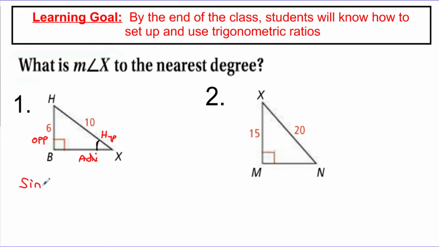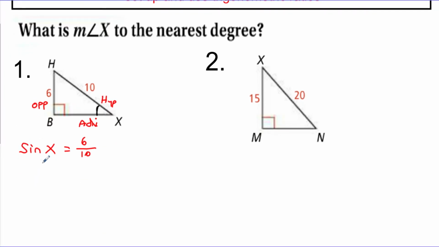The sine of the reference angle, which is our unknown right now, so I'm going to leave that as x, is equal to opposite over hypotenuse, which is 6 over 10. Right? So now I have to solve for x here. And so to solve for x, what we're going to do is say, I want this to go away.